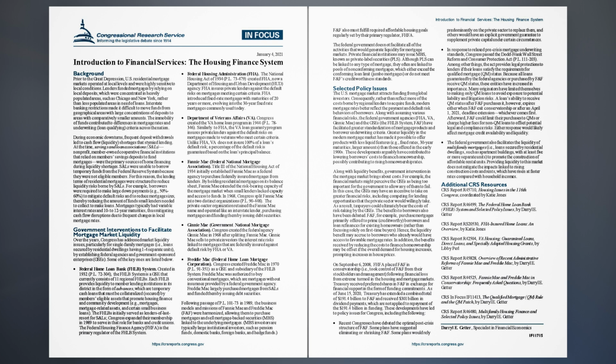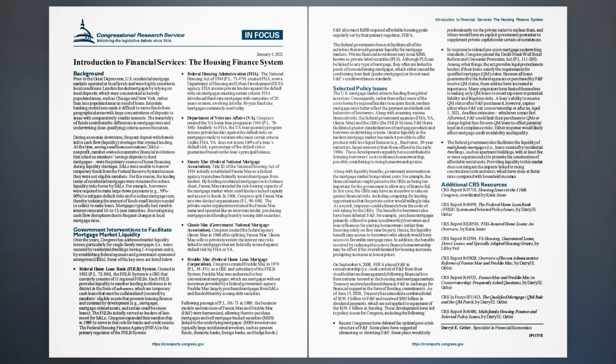Federal Home Loan Bank (FHLB) system. Created in 1932, PL 72-304, the FHLB system is a GSE that currently consists of 11 regional FHLBs. Each FHLB provides liquidity to member lending institutions in its district in the form of advances, which are temporary cash loans that must be collateralized, secured by members' eligible assets that promote housing finance and community development, for example, mortgages, mortgage-related assets, and certain small business loans.